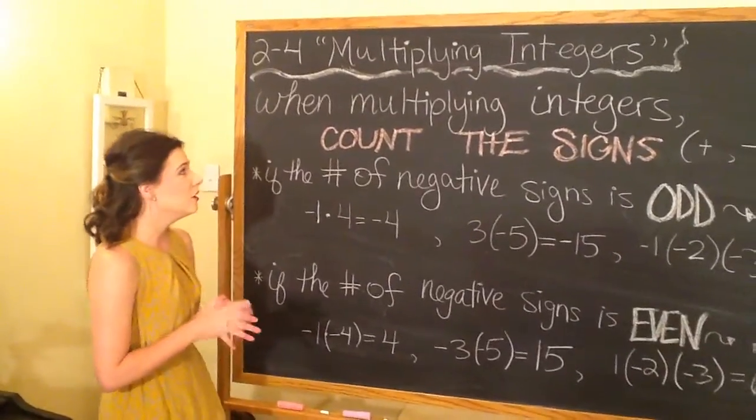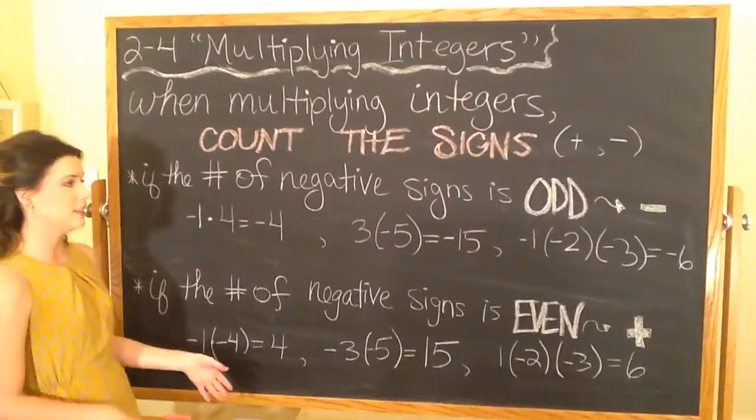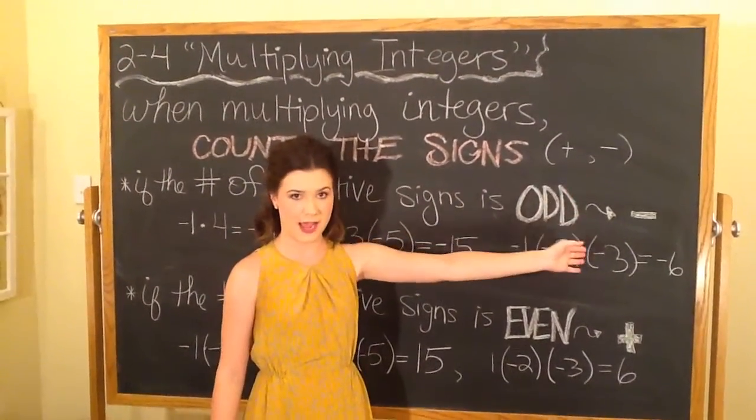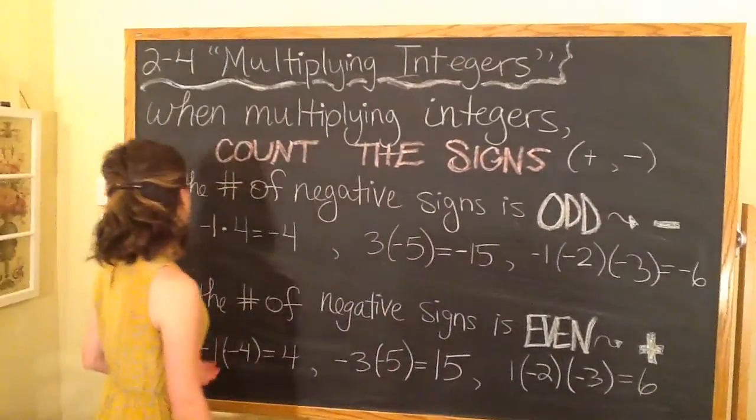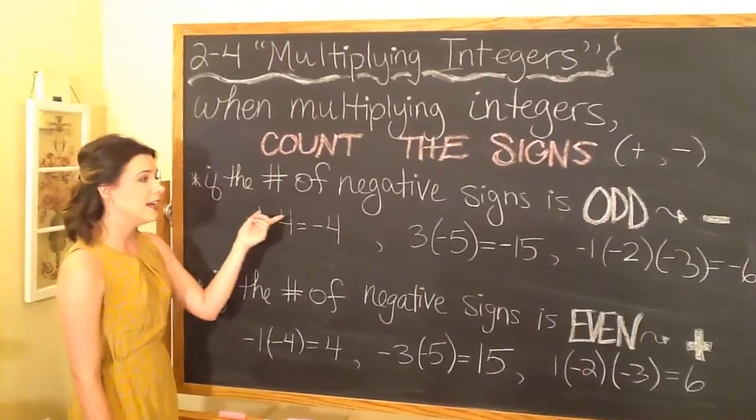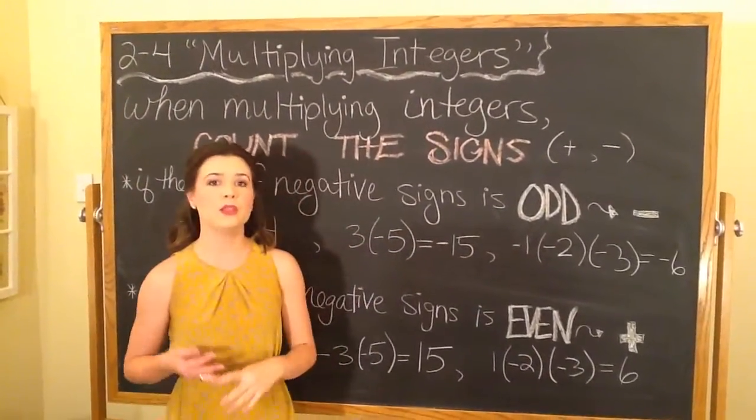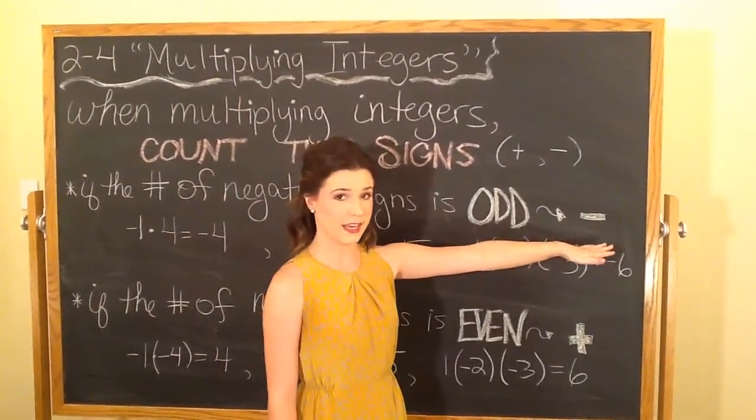Now, in order to multiply integers, the most important thing to worry about is counting the signs. So count how many negative signs or positive signs that you have. Now this is going to tell you what kind of answer you're going to have. So if the number of negative signs is odd, like 1, 3, 5, 7, something like that, your answer is going to be negative.